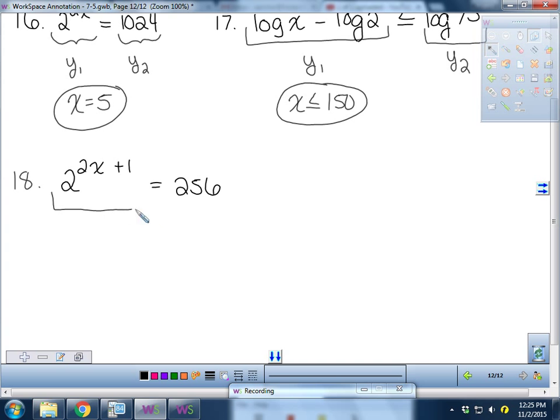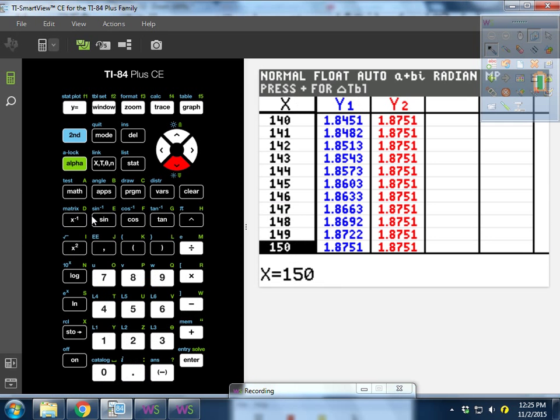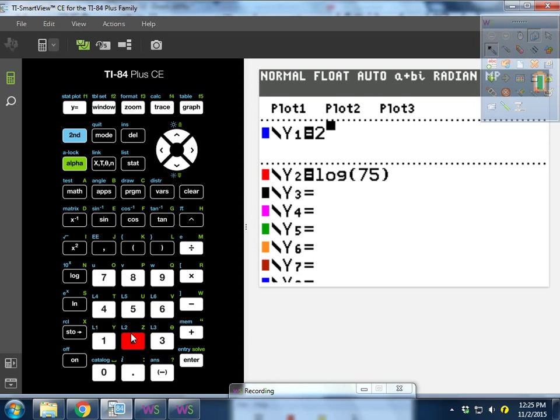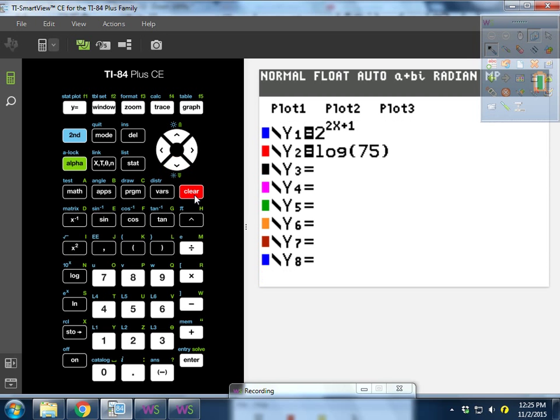So this would be my y1, and this would be my y2, and this one's going to be a little bit different. Don't you love it when I say that? So we have 2 to the 2x plus 1, and this side is 256. So we're going to go to our table.